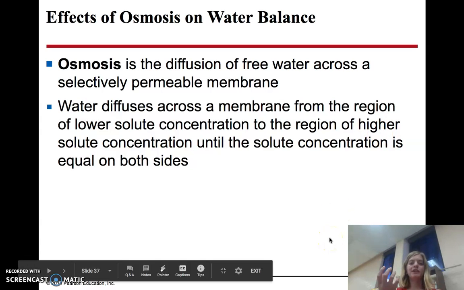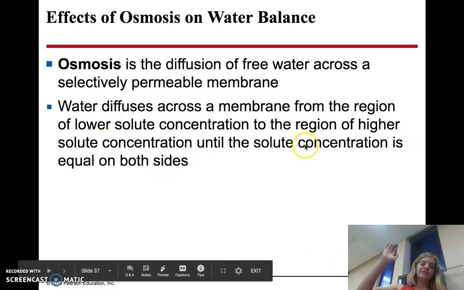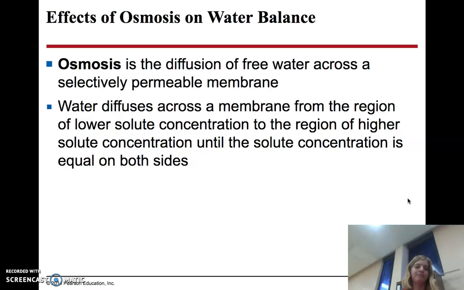So the water is still diffusing from where there's a lot of water, less solute, to where there's less water, high solute. So if you imagine, say, your cell has a lot of salt in it at the time, the water is going to move into your cell where there's less water, more salt. So it's going to move along the concentration gradient. And this, once again, doesn't require any additional energy.